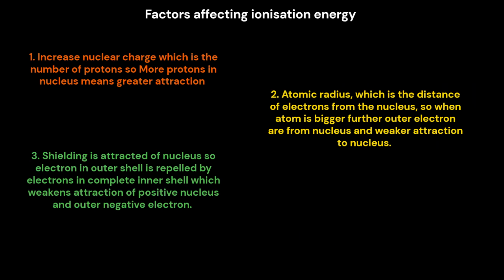Factors affecting ionization energy. 1. Increased nuclear charge, which is the number of protons, so more protons in the nucleus means greater attraction. 2. Atomic radius, which is the distance of electrons from the nucleus. So when the atom is bigger, the outer electrons are further from the nucleus and there is weaker attraction to the nucleus. 3. Shielding, so an electron in the outer shell is repelled by electrons in complete inner shells, which weakens the attraction of the positive nucleus and the outer negative electron.